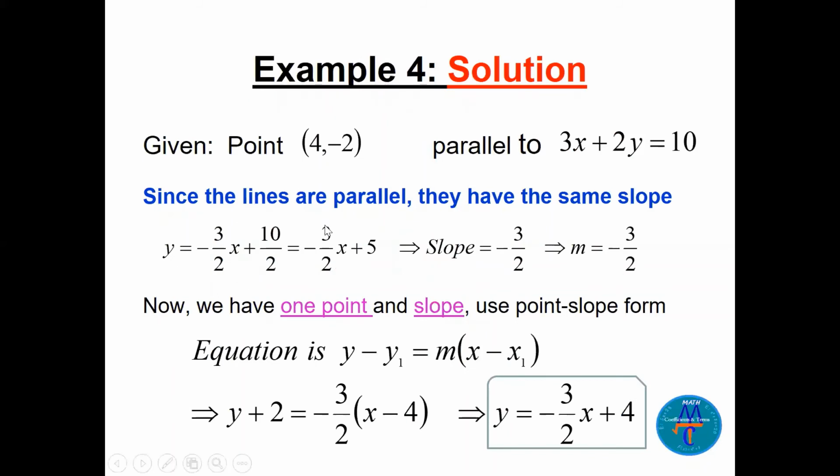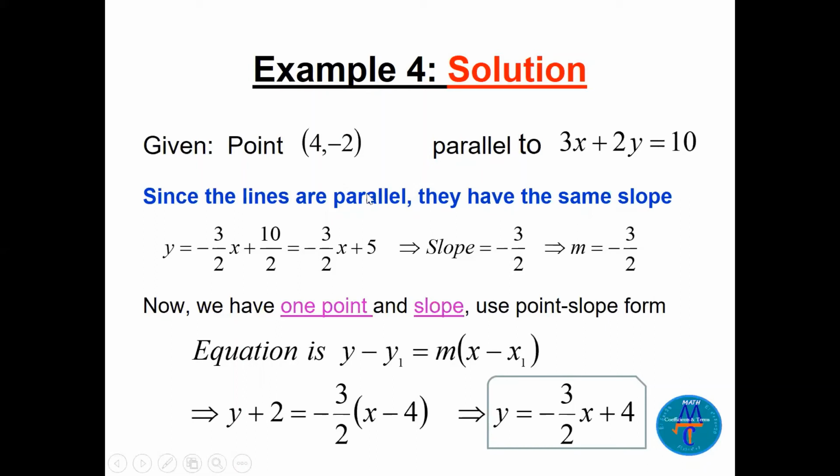Okay, that's the given, the point and the parallel to this line. So we can solve here for y, you see? y will be minus 3x over 2 plus 10 over 2, so minus 3 over 2 x plus 5. The slope will be minus 3 over 2. So this is m.